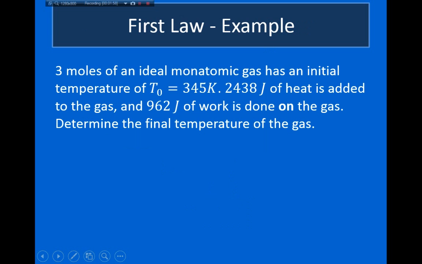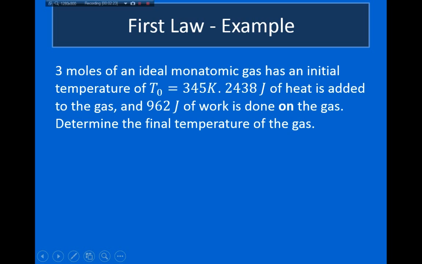Now let's go ahead and look at an example. This first example says 3 moles of an ideal monatomic gas have an initial temperature of 345 Kelvin. We're told that 2,438 joules of heat are added to the gas and 962 joules of work are done on the gas. And the question asks us to determine the final temperature of the gas.